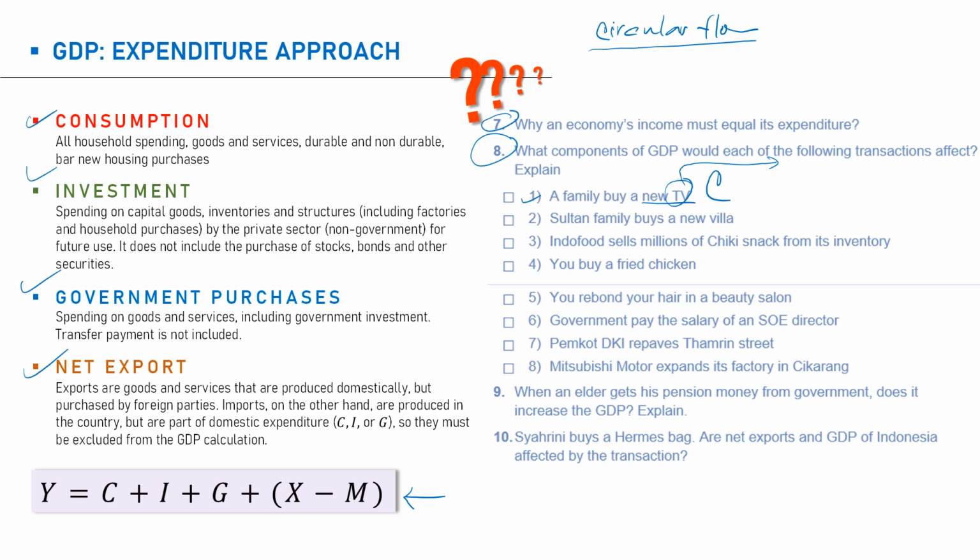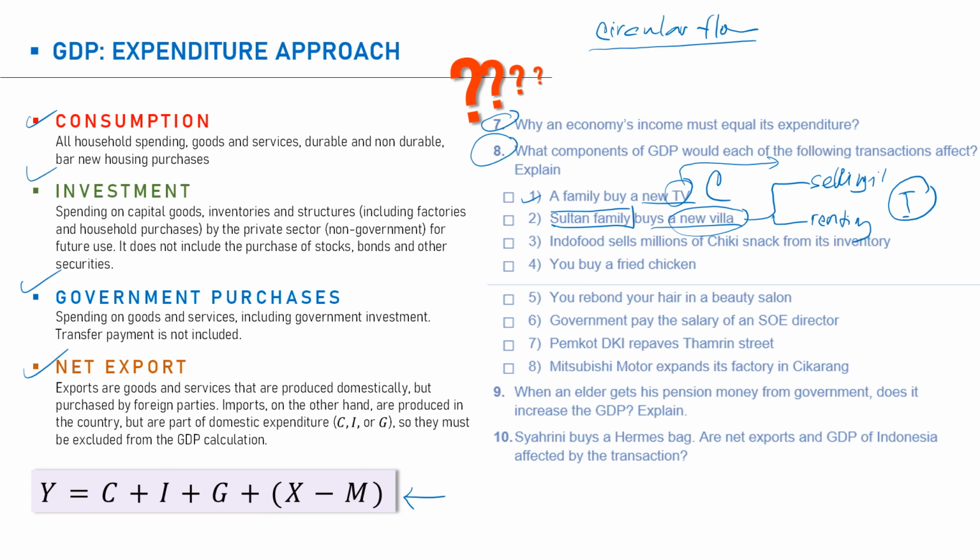And how about the purchase of a new villa by the Sultan family? Again, the one who made the transaction is a household, but be careful. The purchase of a new villa is not consumption, but in fact it is investment. Why is it investment, or residential investment? Because purchasing a new villa can give us a bigger value in the future when we sell it, right? And even if we rent the villa, it gives additional value to our villa in the future.